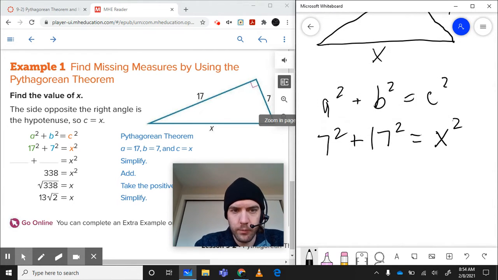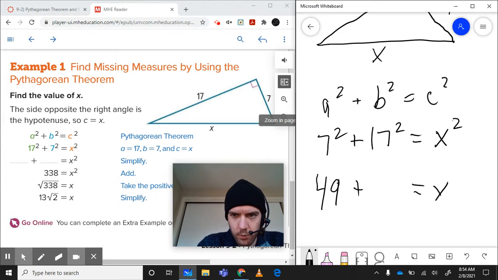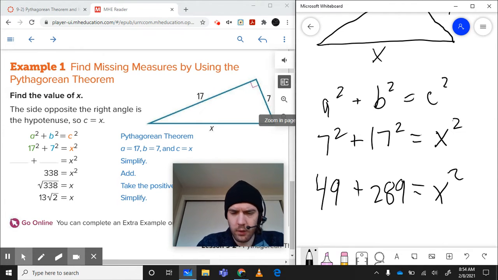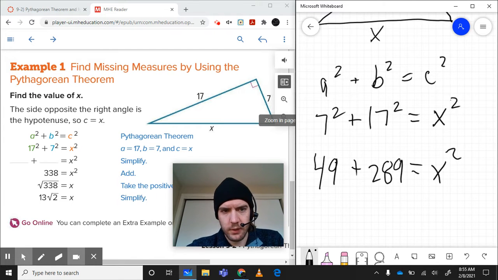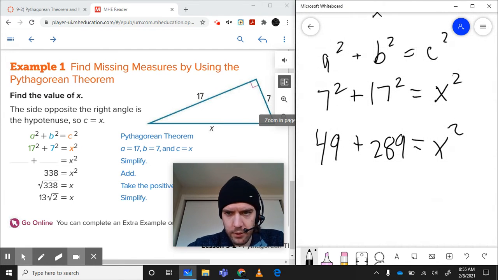Okay, so we can go through. We can say that we have 49, and think about what 17 squared should be. 289. Okay, you can do that on a calculator. So then together we get 338.